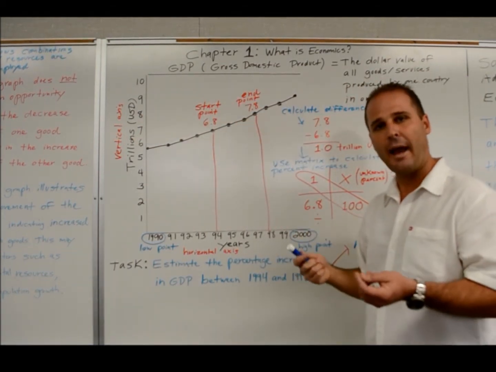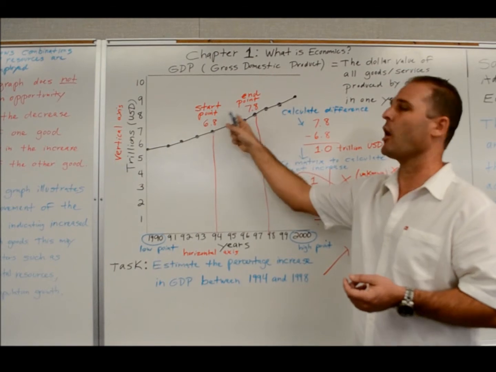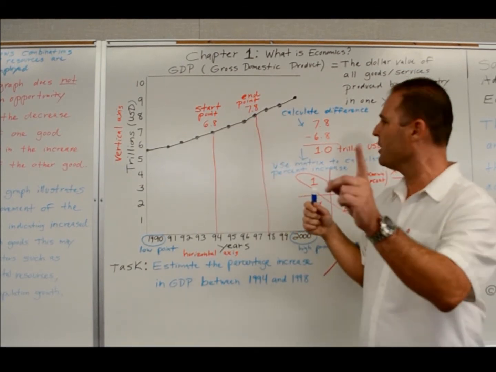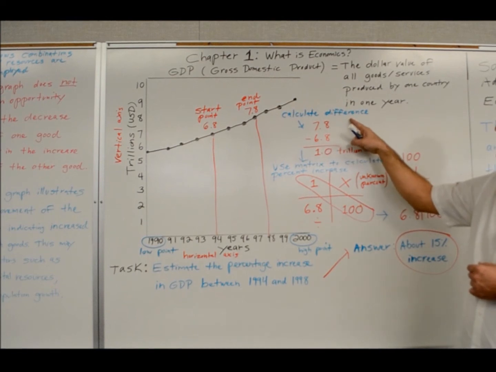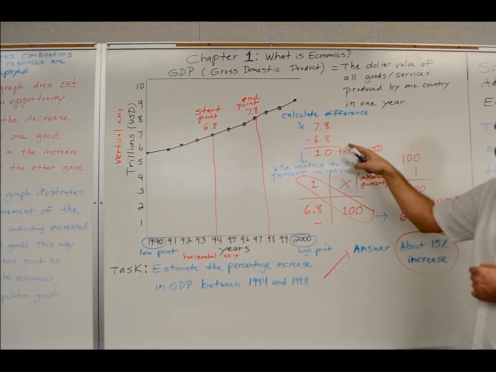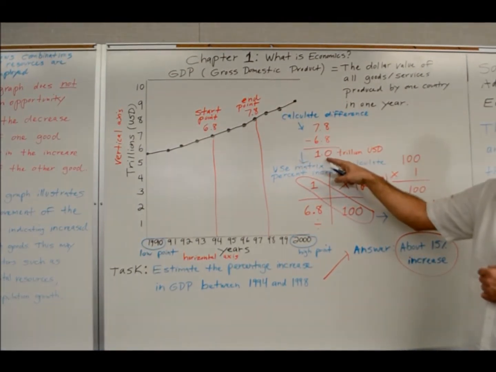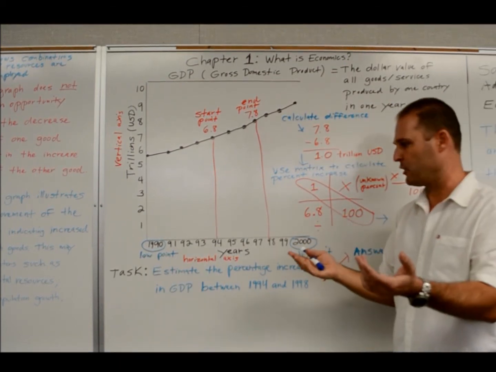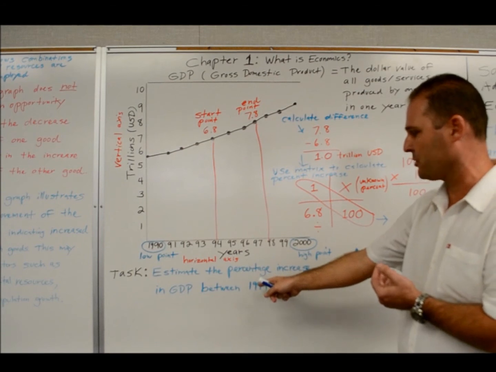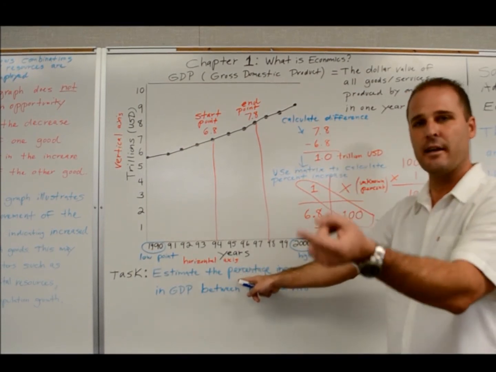The first thing we have to do is figure out the actual dollar difference between the 2 points. To do this, we'll move over to this portion here, calculate the difference. 7.8 minus 6.8 will give us a whole number, $1.0 trillion. Now with this amount, we can address our actual task, which is to estimate the percentage difference.